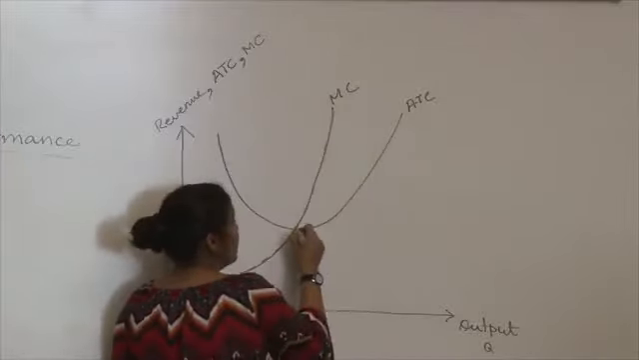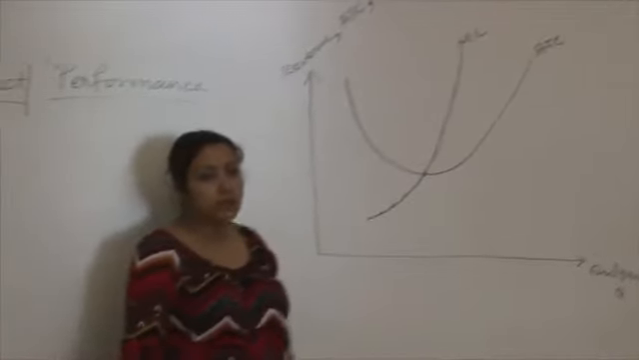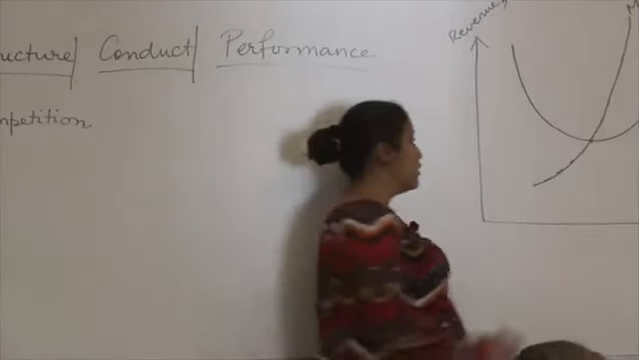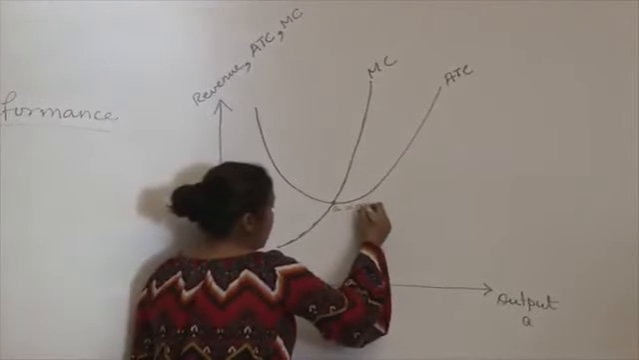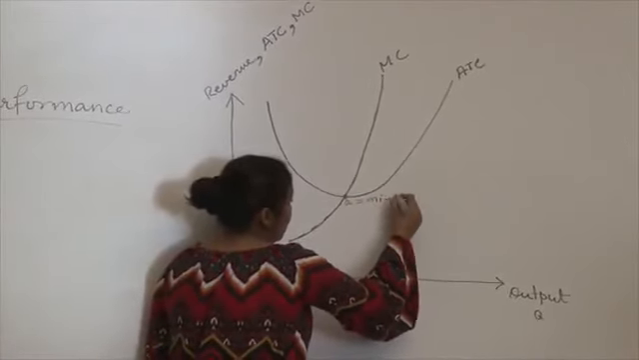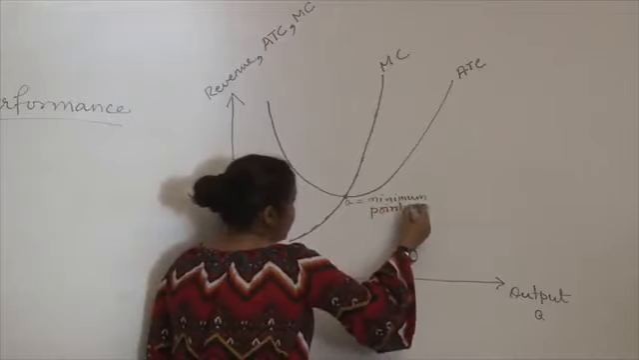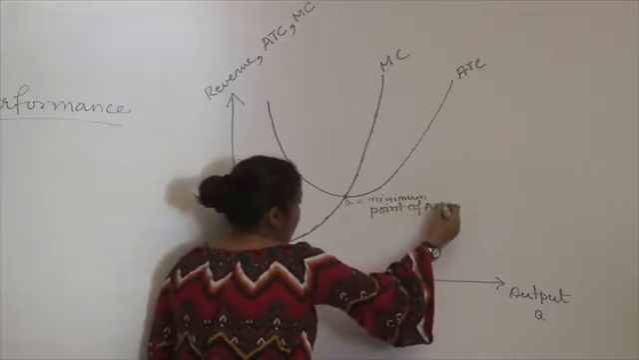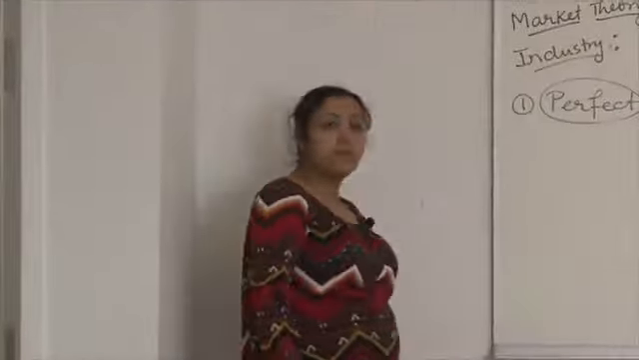And that is basically, this point will be the minimum point of ATC, right. That is where the marginal cost curve is going to cut. So, if we call this point A, it is basically the minimum point of ATC. Okay. Now, let us first talk about what are the features of perfect competition.